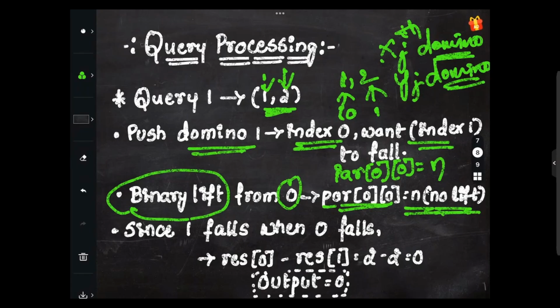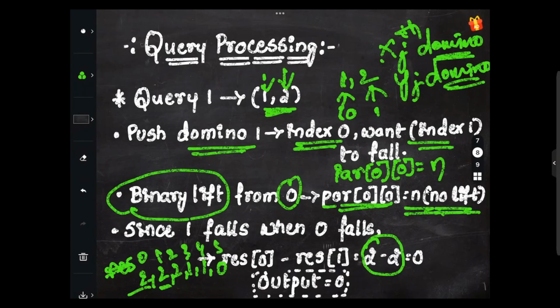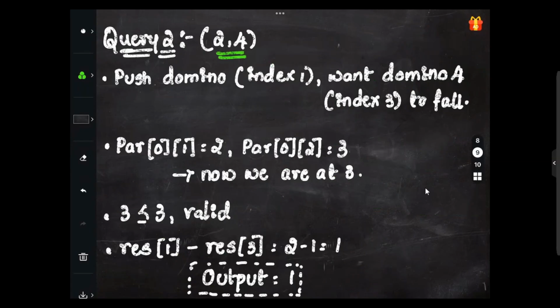Here in this case we have already pre-processed certain values. So the result array we have is 2 2 2 1 1 0, right? The result of 0 is nothing but 2, and the result of 1 is also 2, indices 0 1 2 3 4 5, right? So 2 minus 2 will give us 0. So the output for the first query we have got is 0. Next let's move on with query 2.